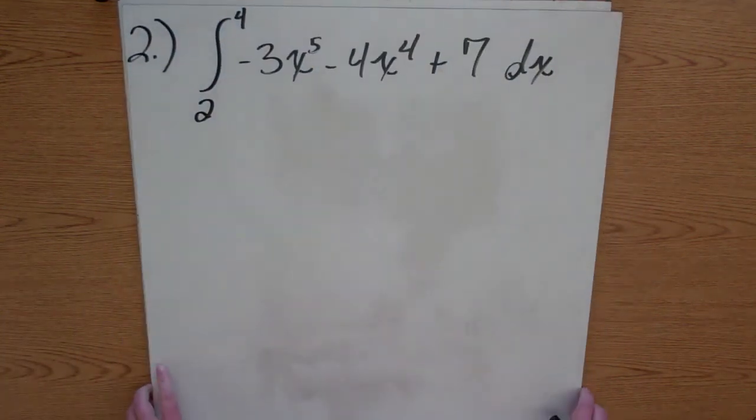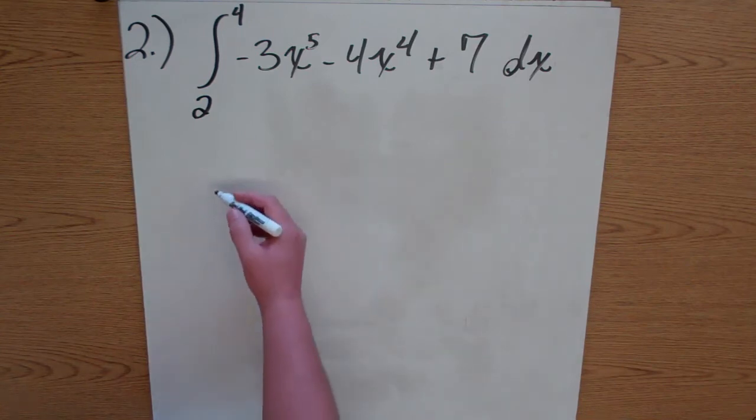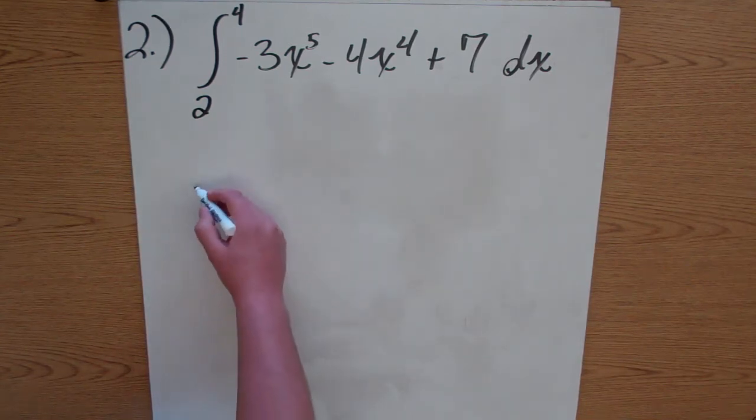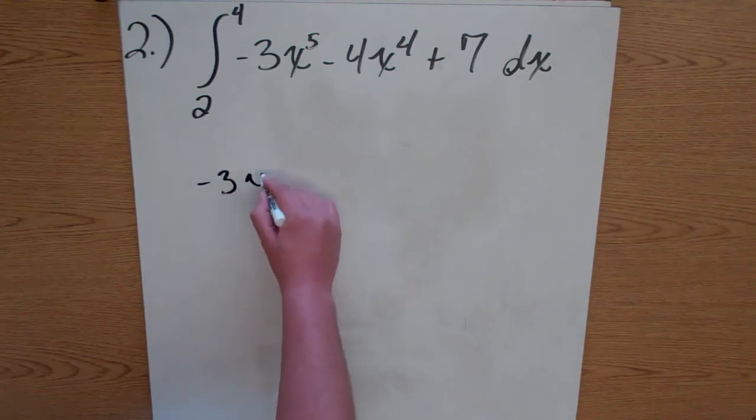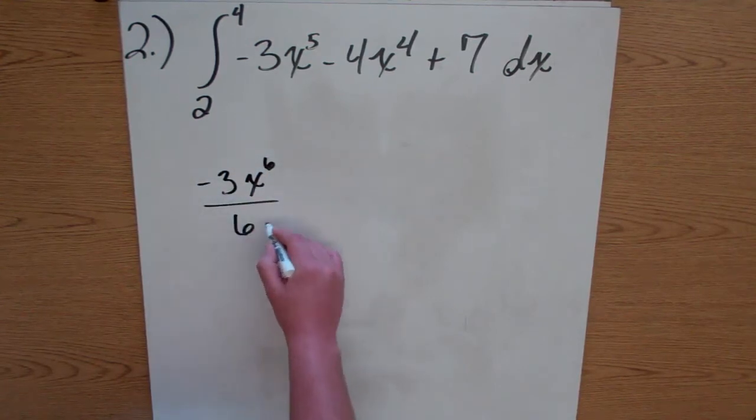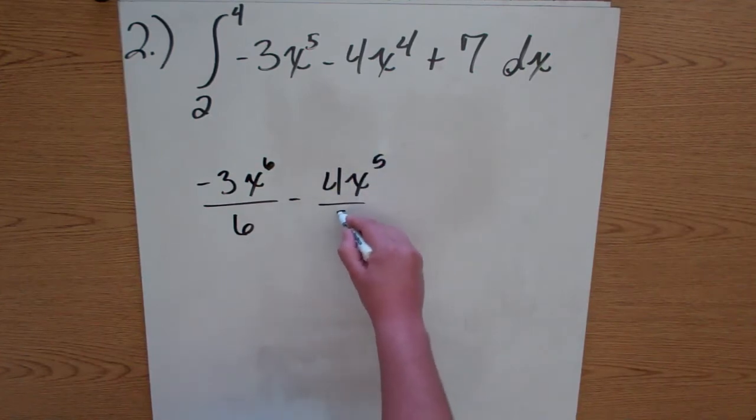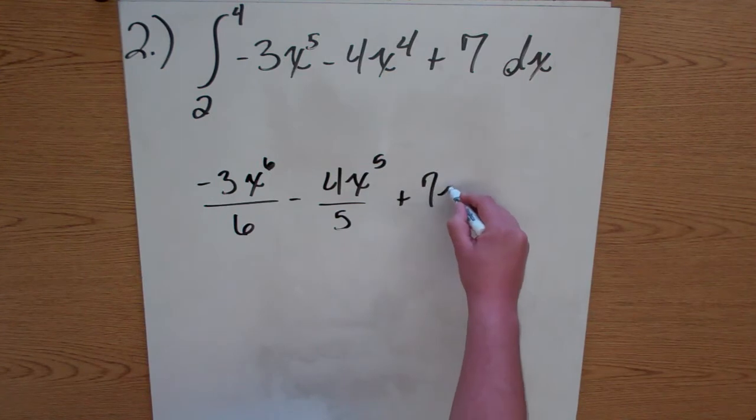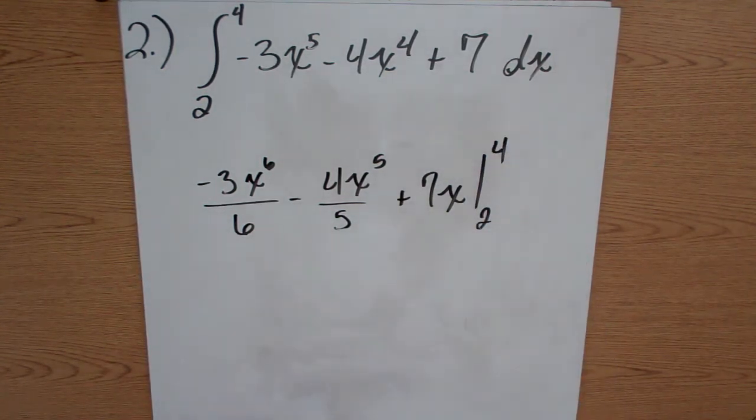Number two, it says to integrate or evaluate this function. So the first thing we're going to have to do is take the antiderivative. Alright, so the antiderivative will be negative 3x to the 6th over 6 minus 4x to the 5th over 5 plus 7x evaluated from 2 to 4.